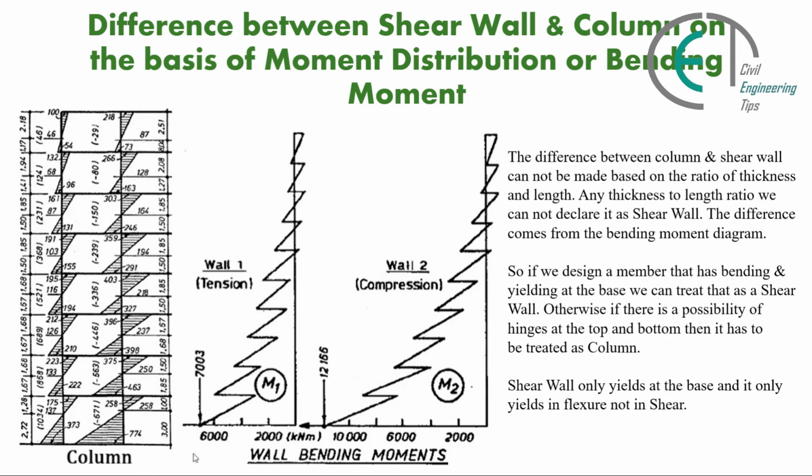The difference between column and shear wall cannot be made based on ratio of thickness and length. Any thickness to length ratio, we cannot declare it as shear wall. The difference comes from the bending moment diagram. So if we design a member that has bending and yielding at the base, we can treat that as a shear wall. Otherwise, if there is a possibility of hinges at the top and bottom, then it has to be treated as column. Shear wall only yields at the base and it only yields in flexure, not in shear.